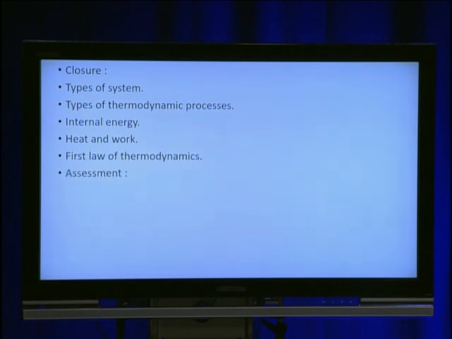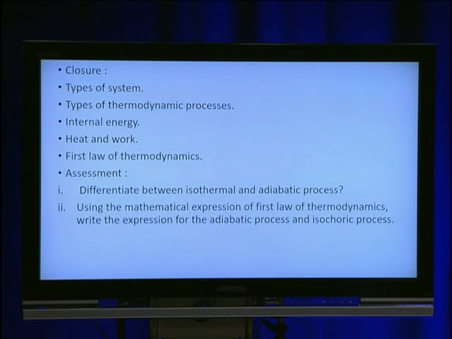Now let's look at some questions. You can do them on your own. Differentiate between isothermal and adiabatic process. Make a table of difference between these two terms, isothermal and adiabatic process. Using the mathematical expression of the first law of thermodynamics, write the expression for adiabatic process and isochoric process. You have the mathematical form of the first law of thermodynamics. Using that, write what would be the expression for adiabatic and isochoric process. You will have to deduce that and then find it out.